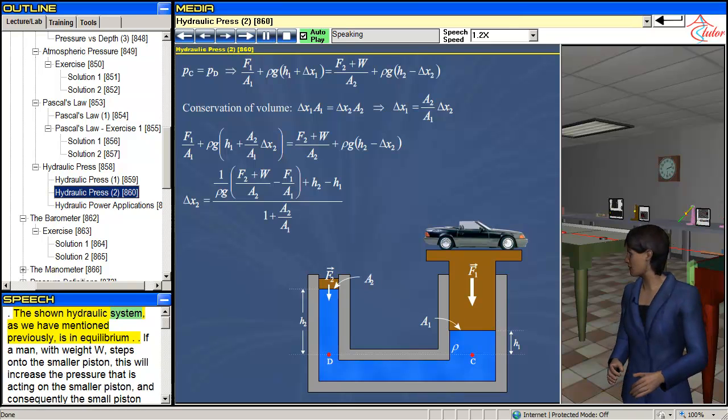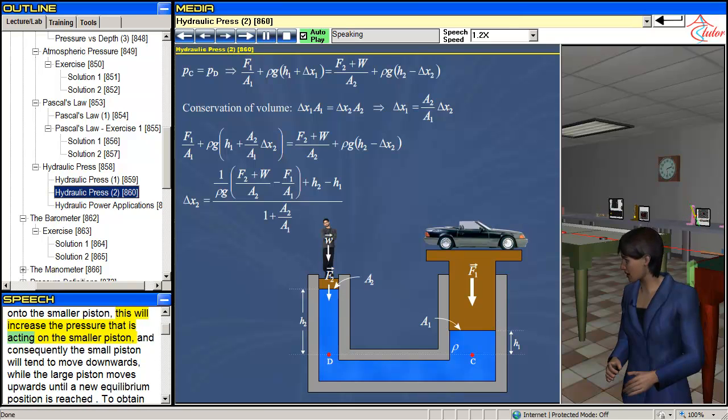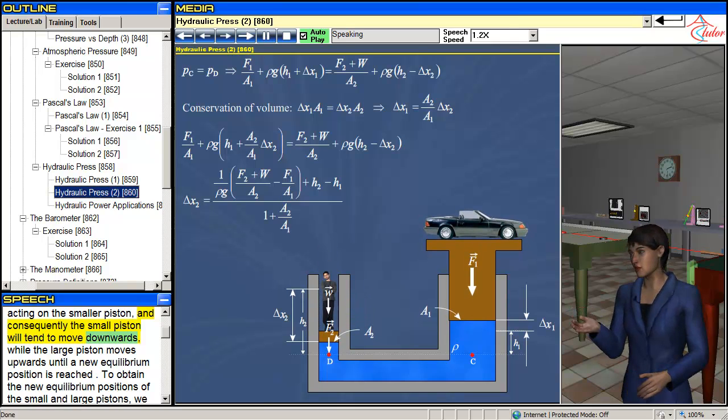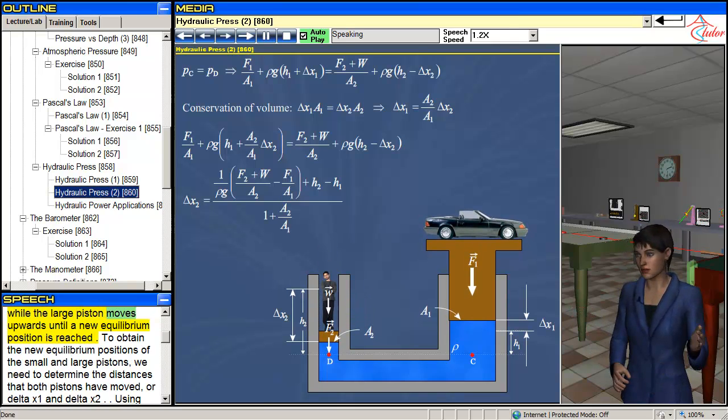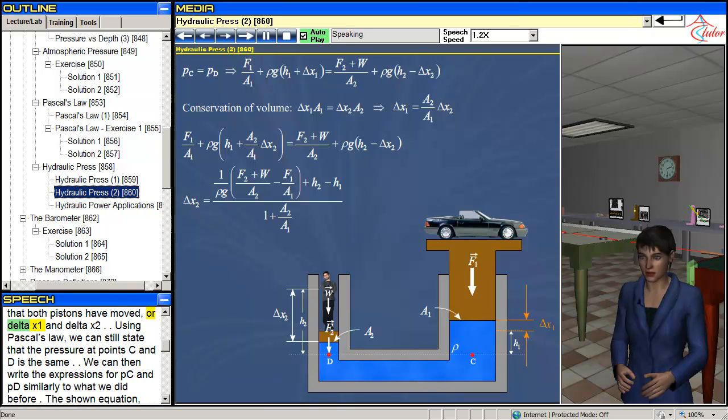The shown hydraulic system, as we have mentioned previously, is in equilibrium. If a man, with weight W, steps onto the smaller piston, this will increase the pressure that is acting on the smaller piston, and consequently the small piston will tend to move downwards, while the large piston moves upward until a new equilibrium position is reached. To obtain the new equilibrium positions of the small and large pistons, we need to determine the distances that both pistons have moved, or delta x1 and delta x2.